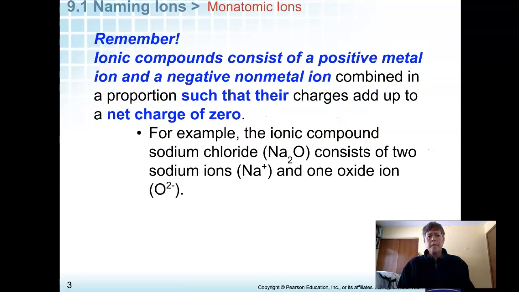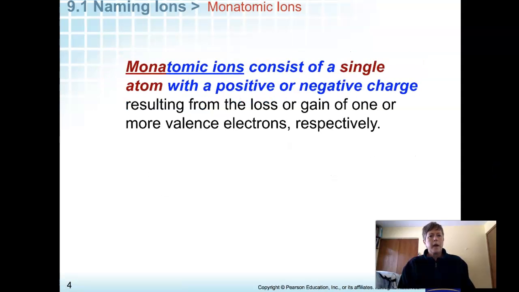Just a reminder, ionic compounds consist of a positive metal ion and a negative nonmetal ion, and their combination is made so that the overall net charge is 0. Make sure you keep that in mind. So let's talk about monatomic ions. Monatomic ions consist of a single atom. Mono means one, with a positive or negative charge.